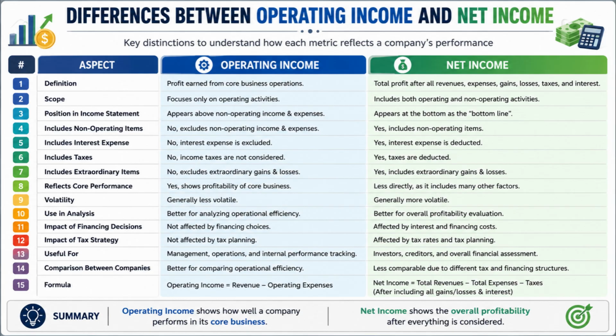To summarize, operating income measures how efficiently a company generates profit from its core operations, while net income measures the company's overall profitability after considering every source of income and expense. Understanding both metrics helps investors, managers, and analysts make better financial decisions and gain a complete picture of business performance.